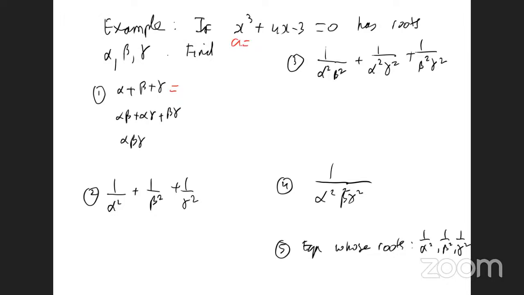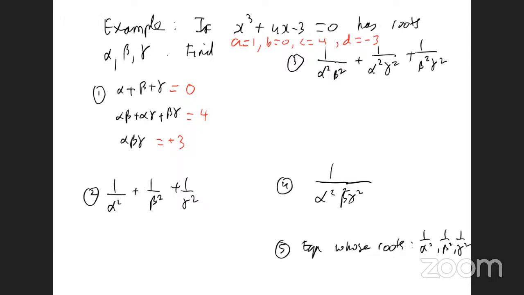So A is 1, B is 0, C is 4, D is -3. The sum of the roots will be minus B on A, that's 0. Pairwise sum, C on A, so that'll be 4. Product, that'll be -3 on A, so that'll be +3. Remember, there is no squared term, so B is 0. A is 1, B is 0, C is 4, and D is -3.